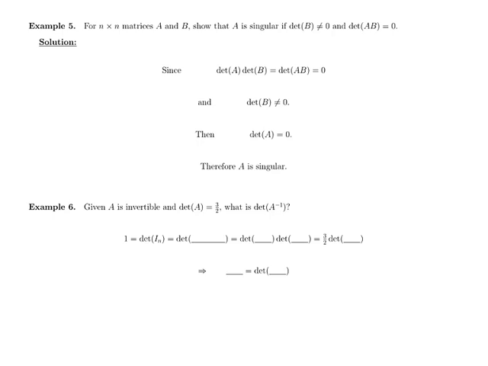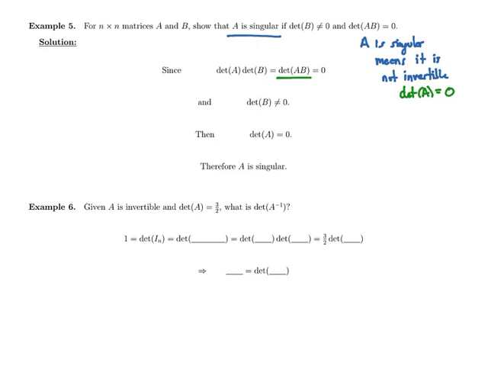Also, for n by n matrices, we can show that A is singular if the determinant of B is non-zero and the determinant of AB equals 0. First, I want to remind you that A is singular means it does not have an inverse. It is not invertible. In that case, the determinant of A is equal to 0 from the previous page. So if I look at the determinant of AB here, I can write that as the determinant of A times the determinant of B, and this is going to be equal to 0.